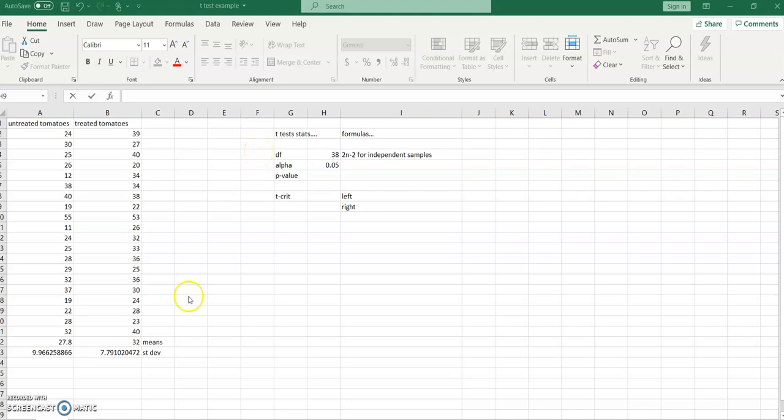Before I begin the test, I'm looking at these means and I'm thinking, okay, there's a difference. I mean, 32 is bigger than 28. But is it really big enough that I would put my faith in this plant food?